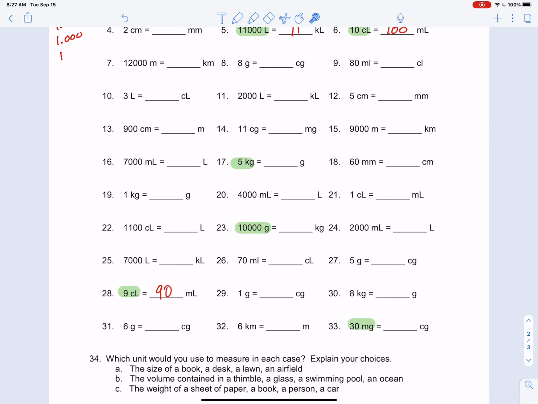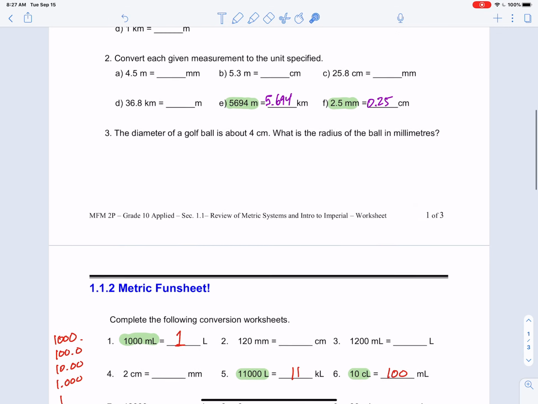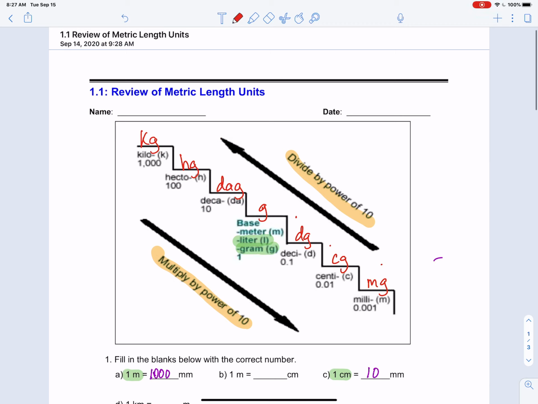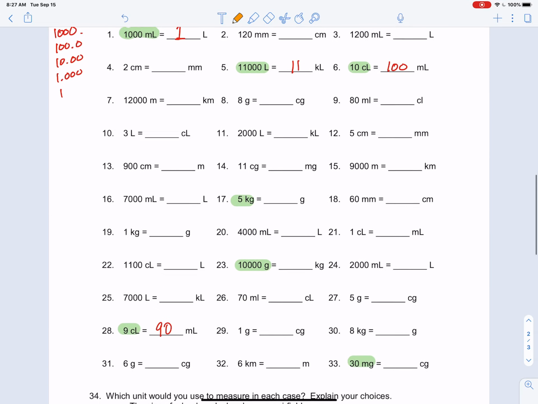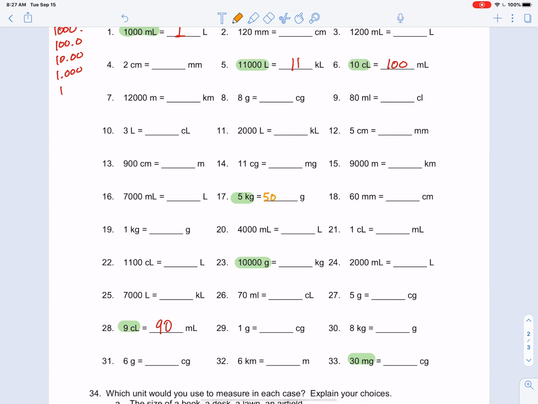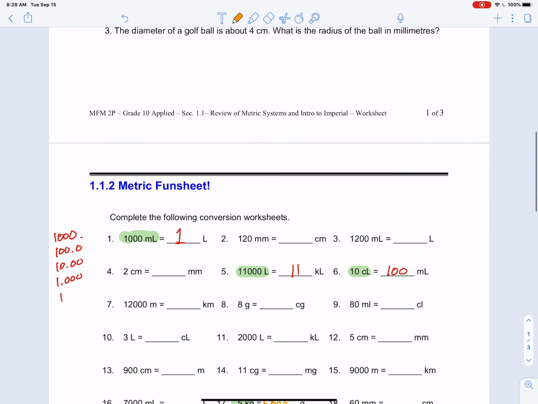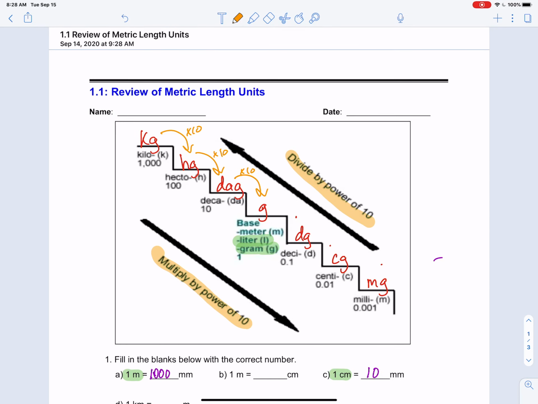So let's take a look here. Number 17, for instance, we're going from kilograms to grams. So if you want to go from kilograms to grams, it's going to be 1, 2, 3 steps down. That's multiplication by 10, 1, 2, 3 times. So you're going to add 3 zeros to this. So this will be 5 with 3 zeros. All right, let's take a look at 23 here. We've got here 10,000 grams, and we want to go to kilograms.